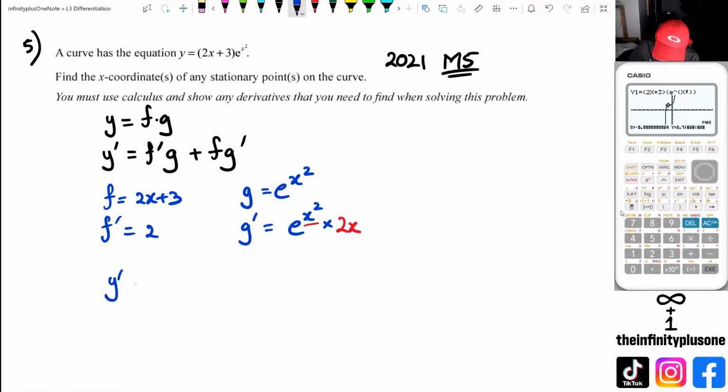So let's put this together. We've got y dash equals f dash g plus f g dash. So f dash is 2, g is e to the power of x squared, plus f is equal to 2x plus 3 multiplied by g dash, which is 2x e to the power of x squared.